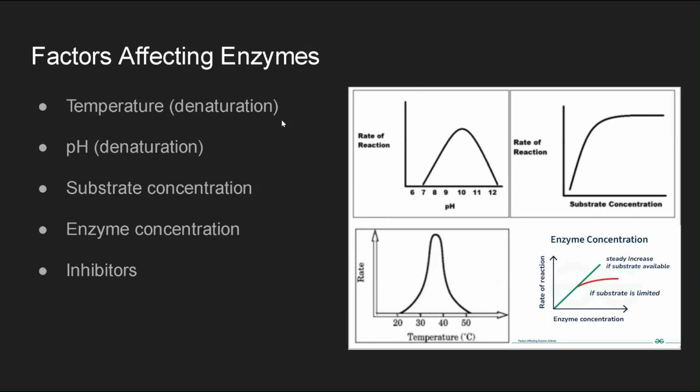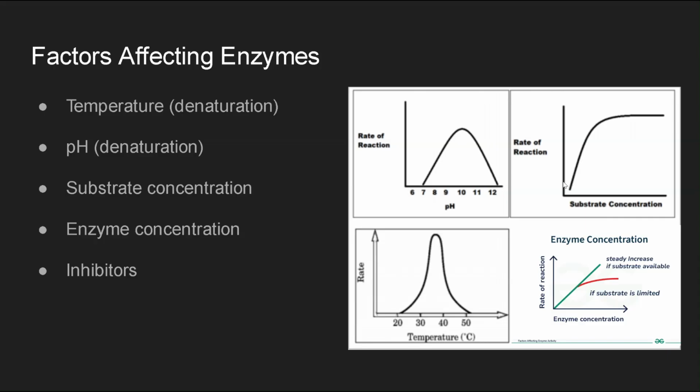There are several factors that affect enzymes. Temperature affects how fast molecules move. Too high will denature the enzyme, and too low will slow down reactions because there will be fewer enzyme-substrate complexes formed. pH will also matter because changes in pH can alter the enzyme's shape and cause denaturation.